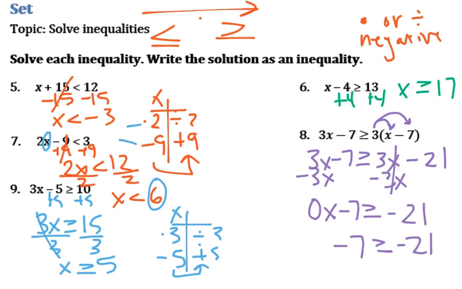Okay, when this situation happens where you get rid of your x's, you have to look at it. It basically tells you a few things. Either there's not going to be a solution, there's no value of x that will make this work, or it doesn't matter, any value of x will make this work. So if I look at this one, is negative 7 greater than or equal to negative 21? That's true. So what that means is any number I plug into x will work. So it works in every single situation. They call that all reals.